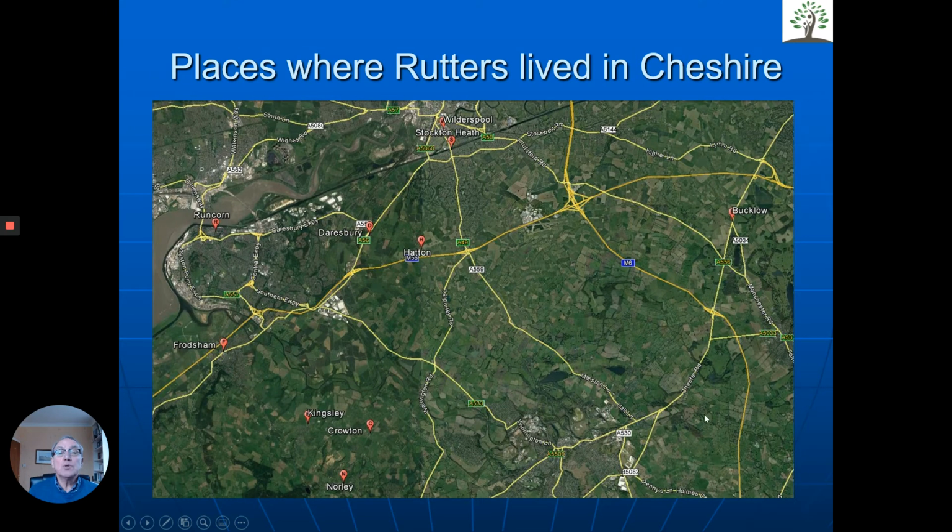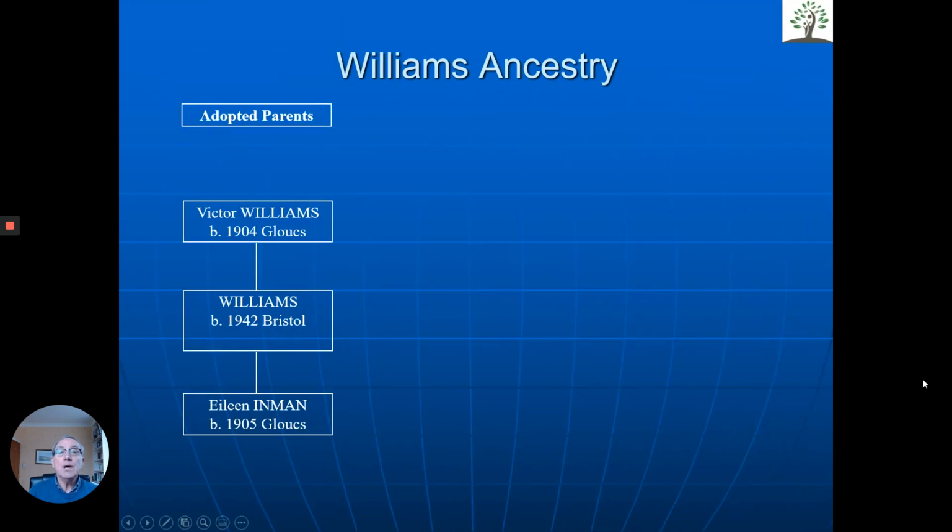What we do here, we use a Google Earth map to plot where the various places that people live are. So here we have Croughton and Norley down here, Hatton a few miles to the north, there's Wilderspool, and there's other places that the Rutters lived particularly in the 19th century and into the 20th century. So one can actually go to these places. A number of the places they lived are still there, and genuinely walk in your ancestors' footsteps. So let's look at someone else.